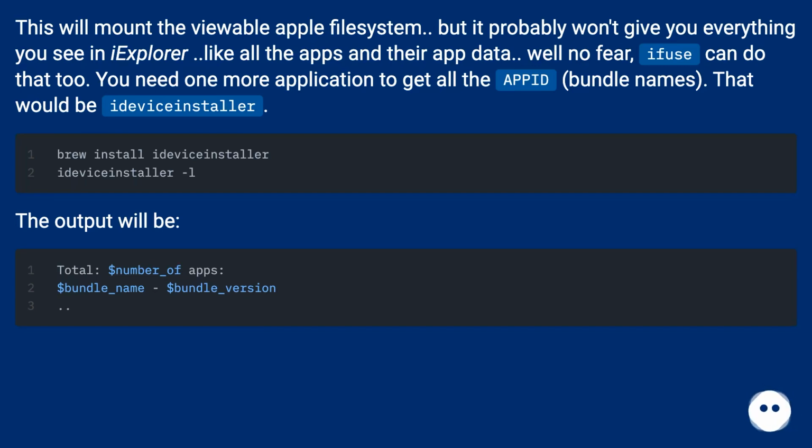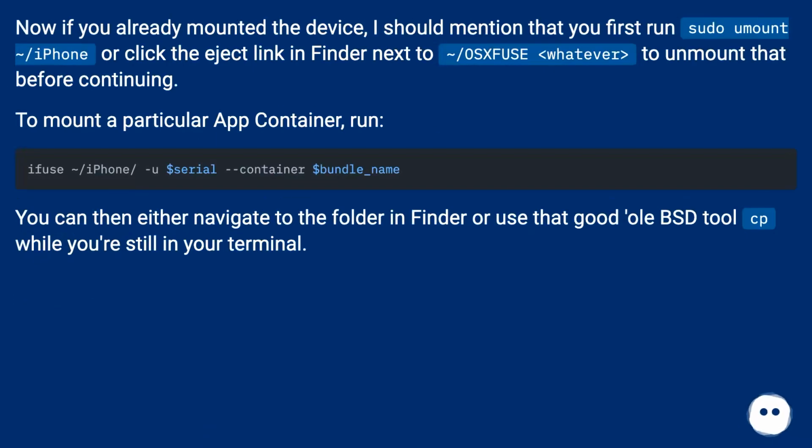The output will be as follows. Now, if you already mounted the device, I should mention that you first run sudo umount ~/iPhone, or click the eject link in Finder next to ~/osxfuse, to unmount that before continuing. To mount a particular app container, run this. You can then either navigate to the folder in Finder or use that good old BSD tool cp while you're still in your terminal.